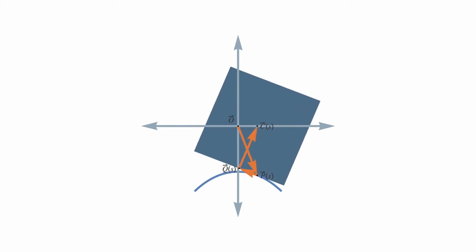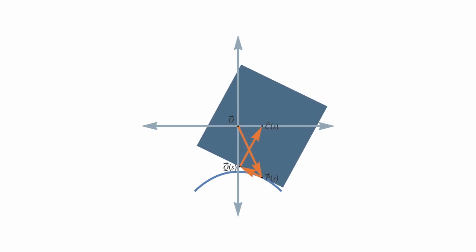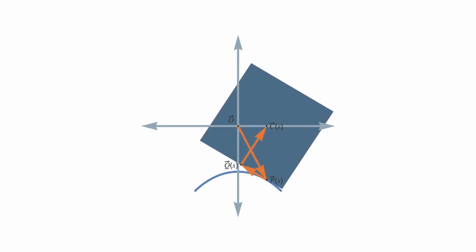There's a vector from there to Q, the midpoint of the lower edge of the square. And Q, of course, is connected to C, the center of the square. Pausing here, we can see some geometric relationships. P of s is a point on the curve. Q follows the edge of the square back from P to the center.